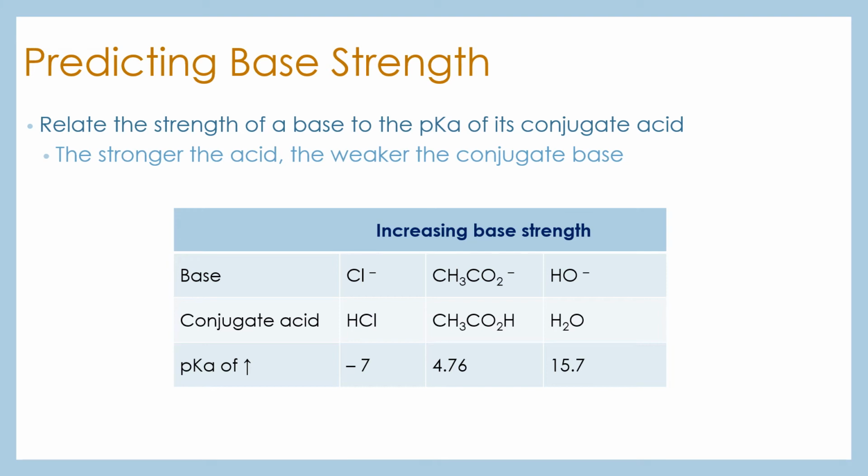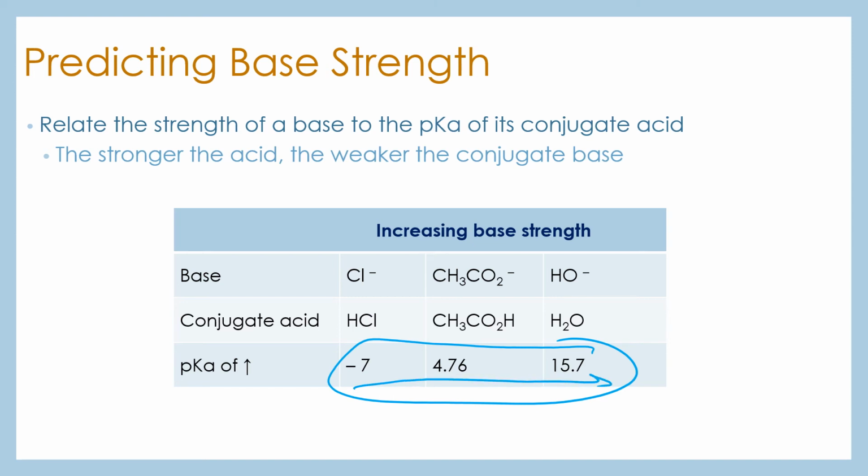If a test question asked you to arrange chloride, acetate, and hydroxide in order of increasing base strength, what you could do instead is look at their conjugate acids and those pKa's and organize them from strongest acid to weakest acid, because the weakest acid will have the strongest conjugate base, and the strongest acid will have the weakest conjugate base. You can see that by the pKa's increasing from a lower value to a higher value.